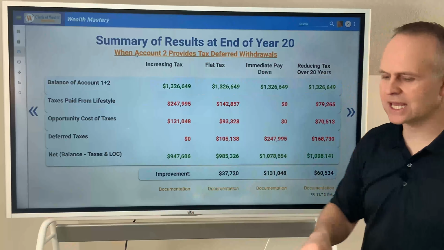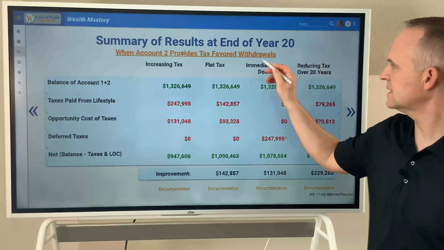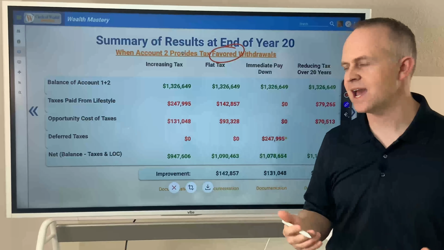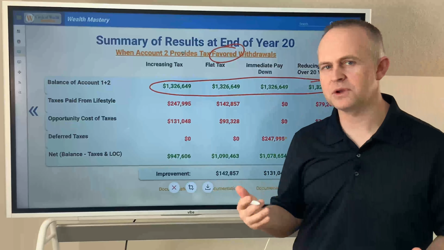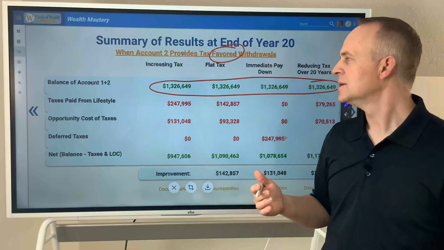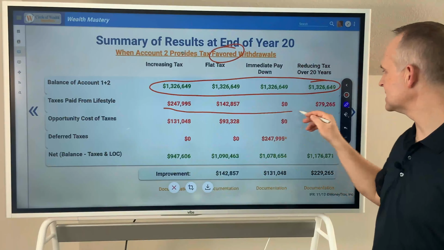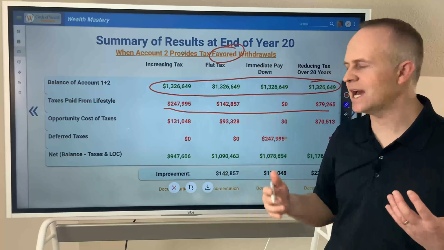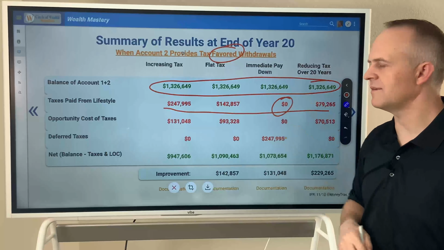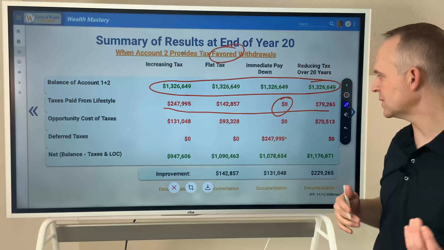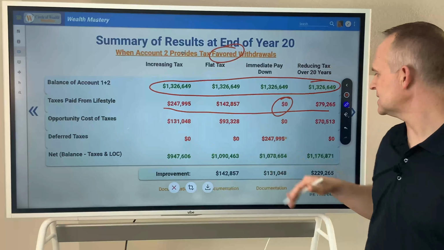But now let's look at the tax favored accounts in this example. As you can see, once again, we're still dealing with $1.3 million between the two accounts. But how much taxes did we pay out of our lifestyle along the way? You can see that in this immediate pay down, if we were to move the money right away into a tax-free situation, we would obviously be in a much better situation tax-wise. Same thing with the opportunity cost on the taxes and the deferred taxes.